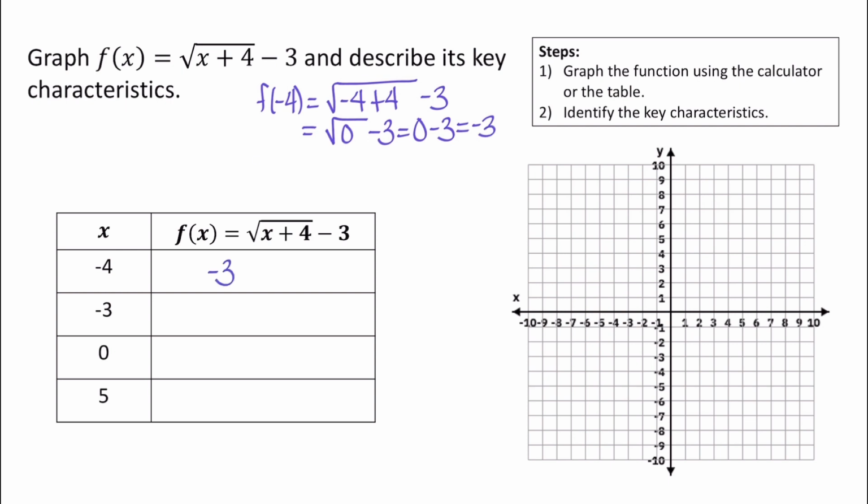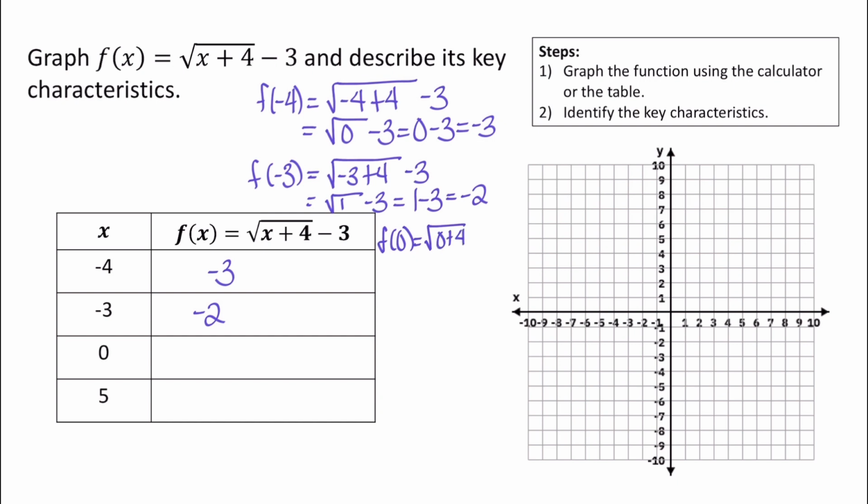Now we have f(−3). So when we plug that in, we get the square root of (−3 + 4) minus 3, which is the square root of 1 minus 3, which equals 1 minus 3, which is negative 2. Now we have f(0), which equals the square root of (0 + 4) minus 3, which is the square root of 4 minus 3, which is 2 minus 3, which equals negative 1.